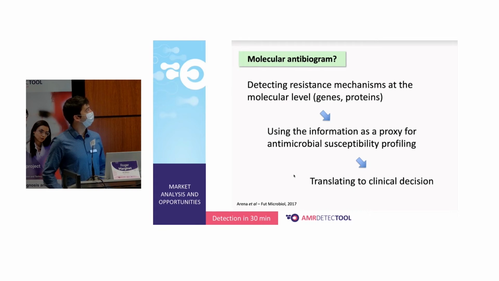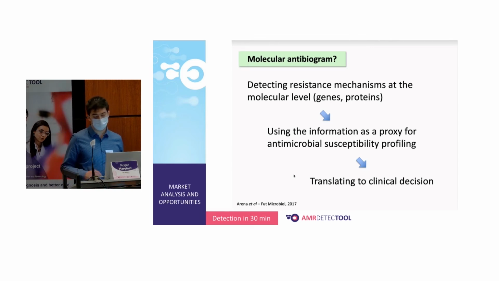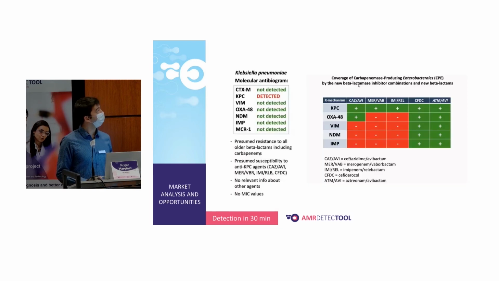And then here, it's what some people call devices such as the detect tool. They call them molecular antibiograms, which in the end, as you can read here, basically the objective is detecting resistance mechanisms at the molecular level, which is what the lateral flows do, and uses that information as a proxy for the antimicrobial susceptibility profiling, and then modifying the clinical decision based on that.